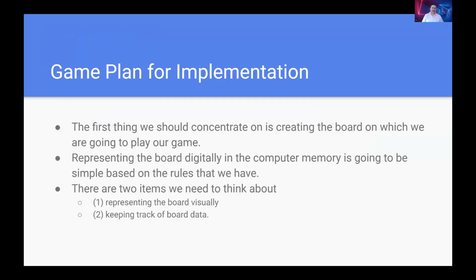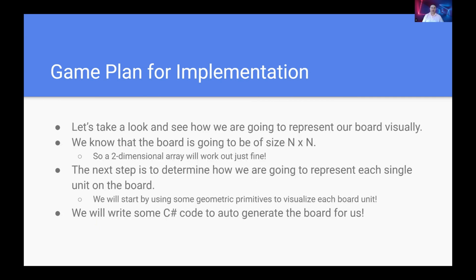So let's take a look at the game plan for implementation. The first thing we should concentrate on is creating the board itself on which we are going to play the game and place the pieces. So representing the board digitally in computer memory is going to be ours. Pretty simple and straightforward, since the game rules and mechanics are pretty straightforward for Battleship. There are two primary items that we want to concentrate on. One of them is how to represent the board visually. And later on, we need to keep track of the board data.